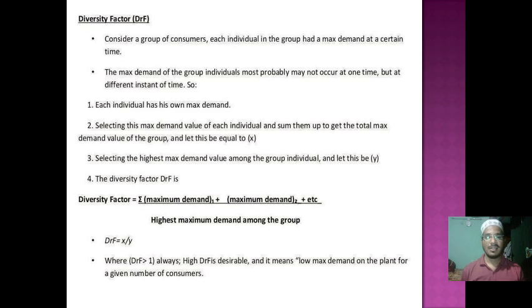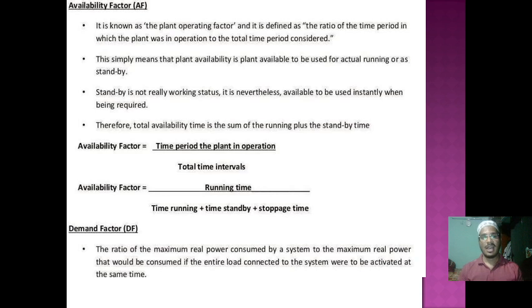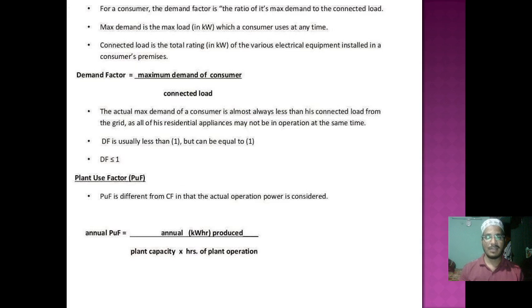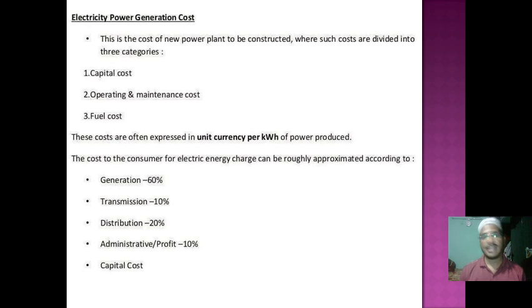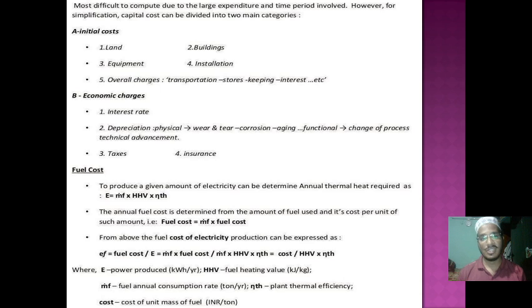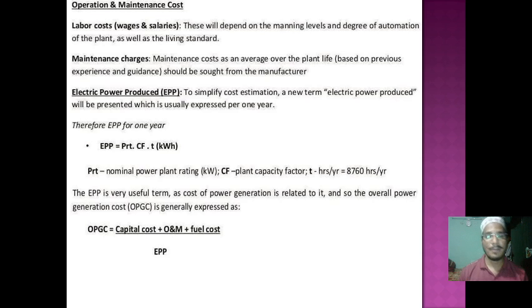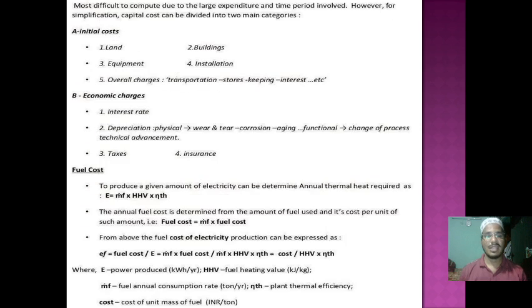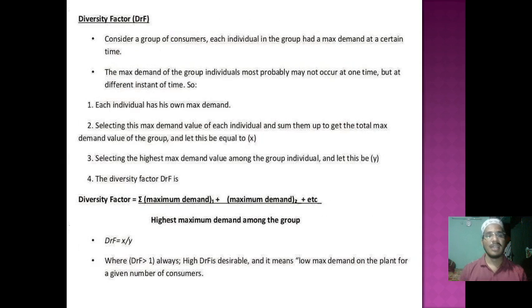Diversity factor is there, and availability factor or demand factor is there. The next one is plant use factor, and electricity power generation cost, and initial or economical base, fuel cost, and operating and maintenance cost. These are the things. We will discuss the diversity factor in the next section of your class.